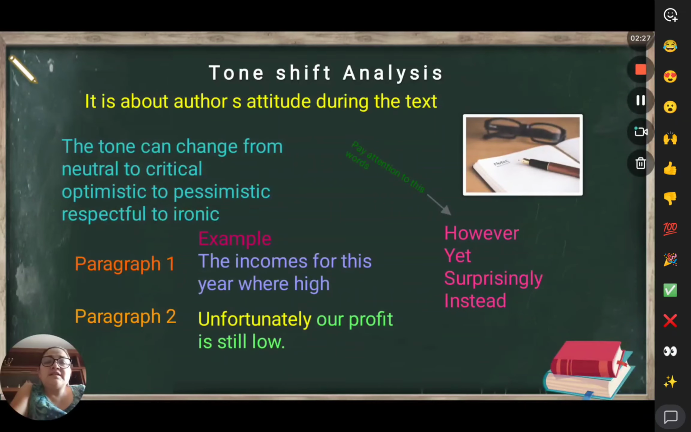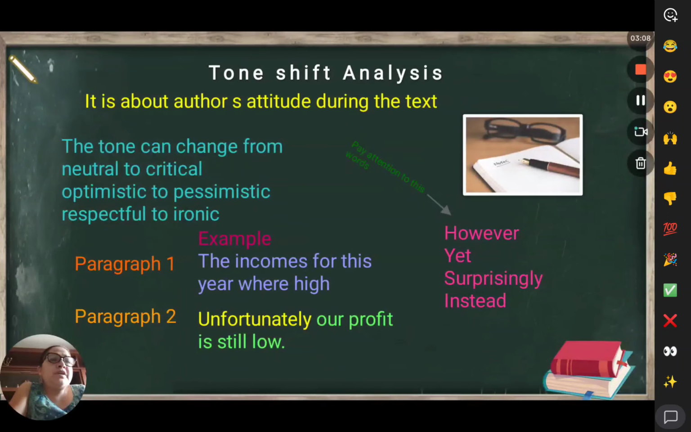Tone shift analysis is about the author's attitude during the text. The tone can change from neutral to critical, optimistic to pessimistic, respectful to ironic. As an example, I have chosen two paragraphs. The first one says, the incomes for this year were high. In paragraph 2, it says, unfortunately our profit is still low. As you can see, we have used unfortunately, one of the words that indicates that the tone has changed.